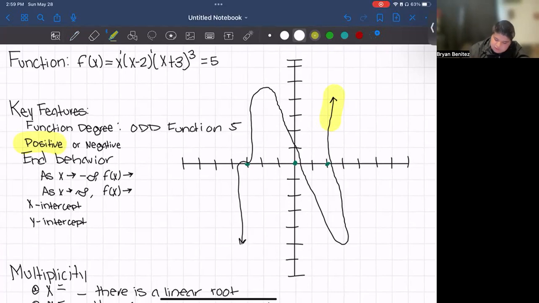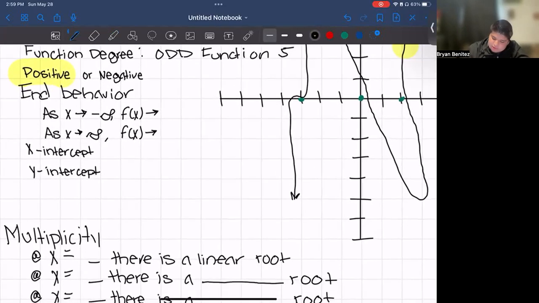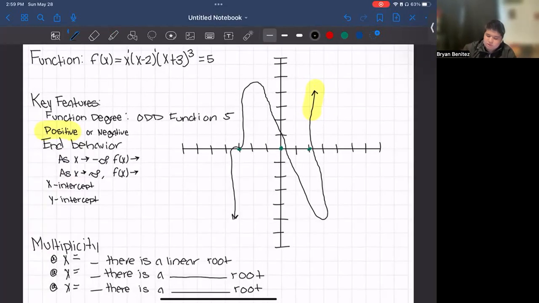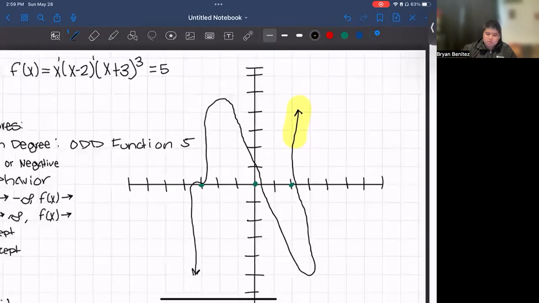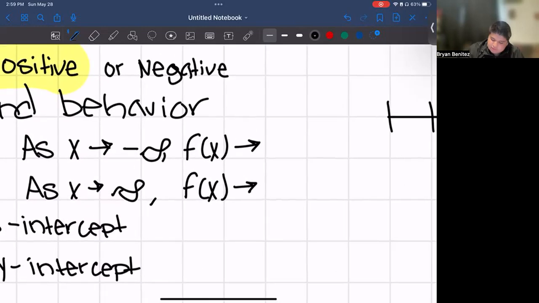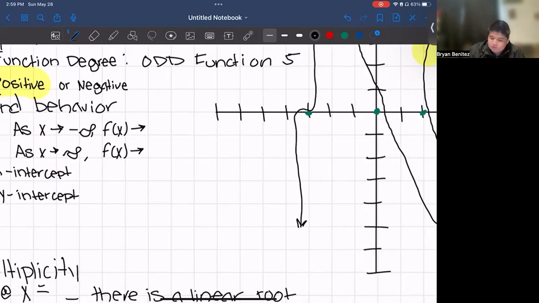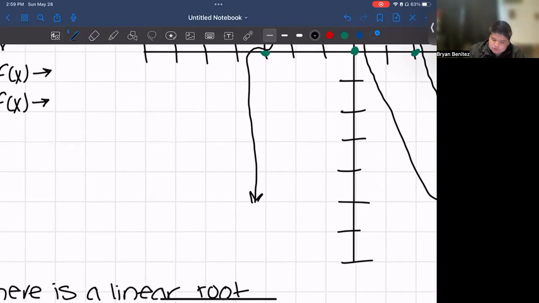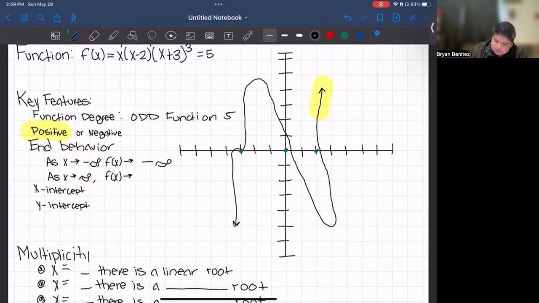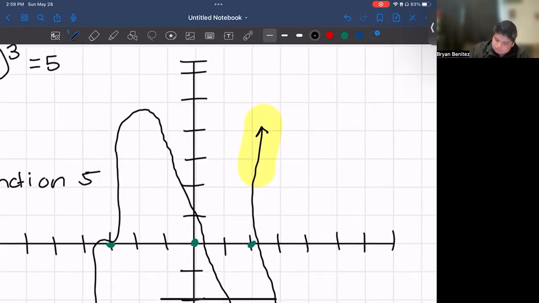And in order to find the end behavior, we have to look at the arrows of the graph, wherever the arrows are pointing. Okay, so as x approaches negative infinity, f of x is also going to be negative infinity because the arrow is pointing down. Okay, and as x approaches positive infinity, f of x approaches positive infinity as well because the arrow is pointing up.